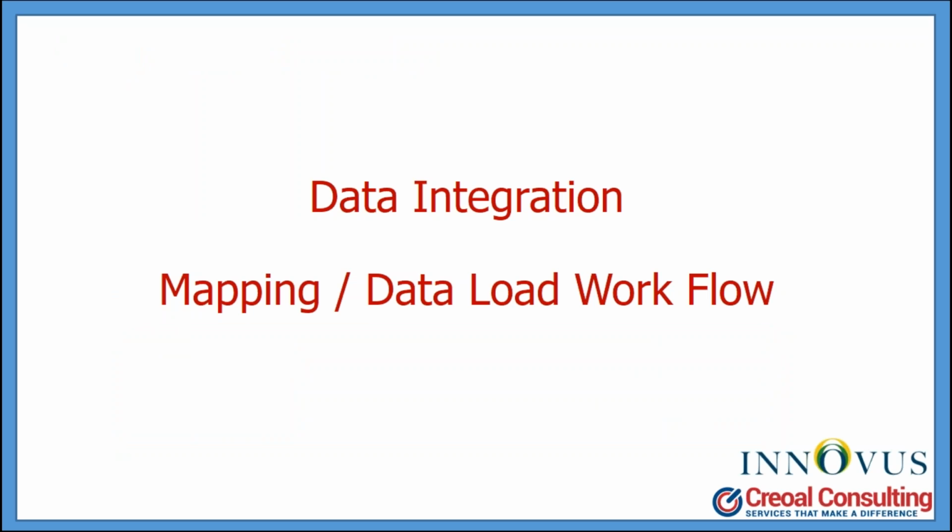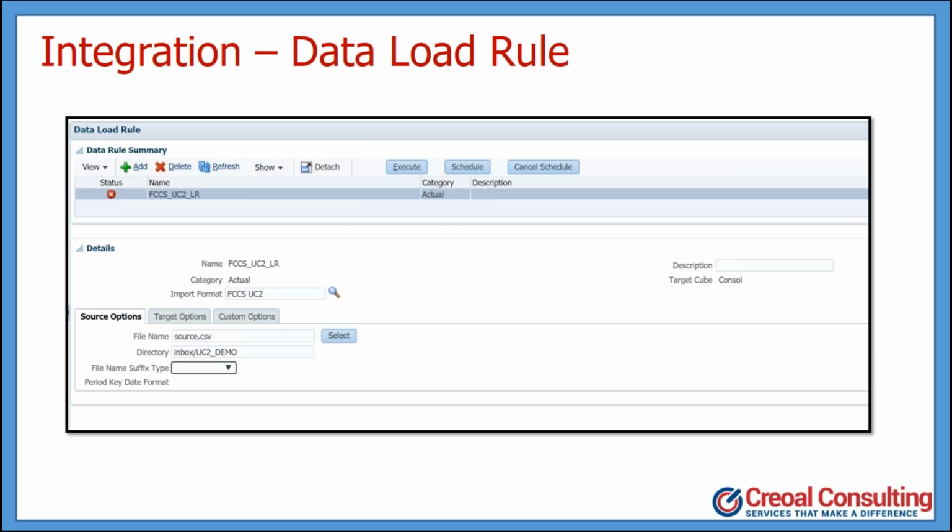So after we've gone through our location, our mapping of our source and target applications, we're now going to perform the mapping and data load workflows. To do that, we follow 2 steps. The first is our data load rule. What the data load rule does is it tells us where the file that we're going to be using is, so we make sure we're pulling the correct file to load to data management. We're telling data management where we're loading from and where we're going to be loading to.